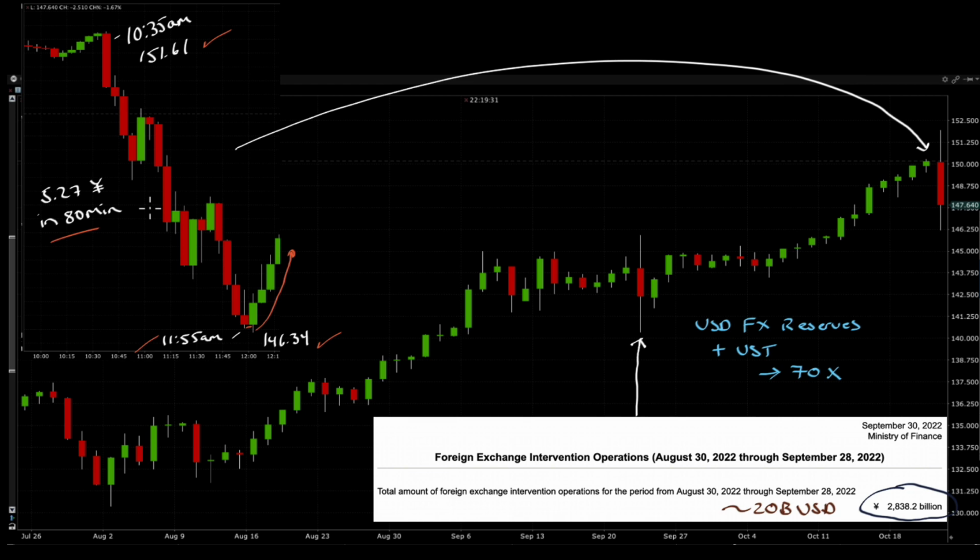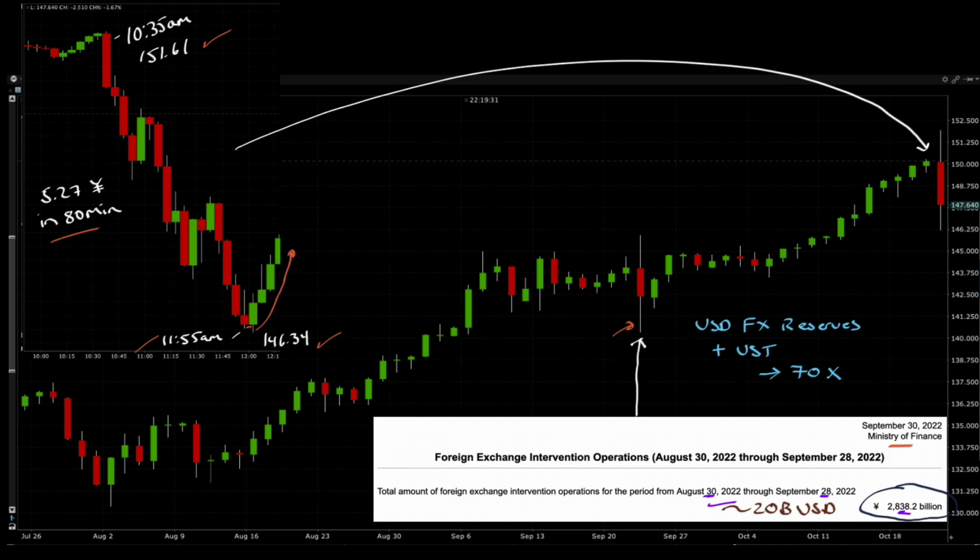Question is, how much did they spend to get that done, and how many times can they do that? This was the last time they intervened, and this is from the Ministry of Finance, from their website in Japan. Total amount of foreign exchange intervention operations for the period August 30th through September 28th is 2.8 trillion yen, which is about 20 billion US dollars.